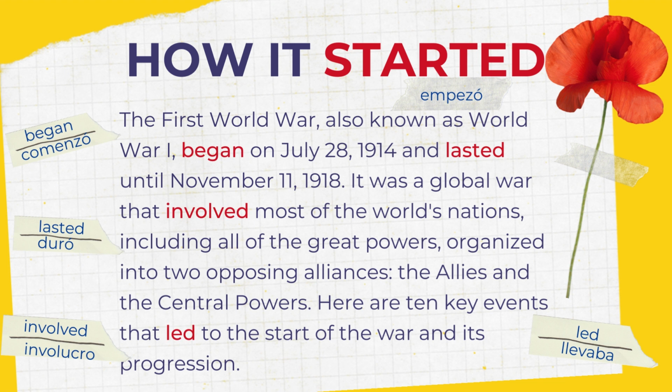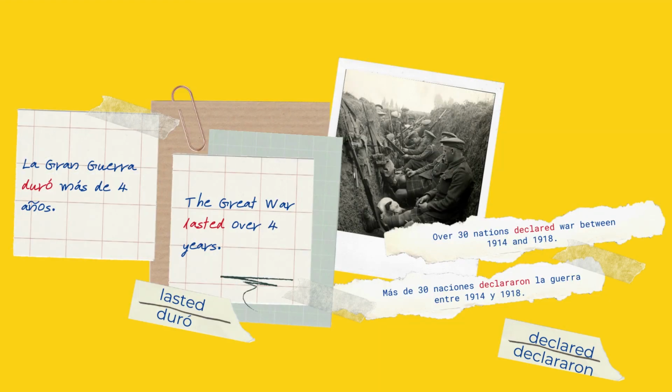How it started. The First World War, also known as World War I, commenced on July 28, 1914, and lasted until November the 11th, 1918. It was a global war that involved most of the world's nations, including all of the great powers, organized into two opposing alliances, the Allies and the Central Powers. So we're going to talk about 10 key events. Here are 10 key events that led to the start of the war and its progression.